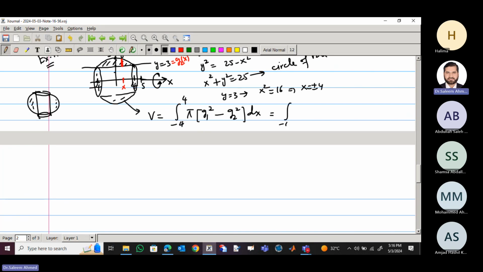So you can put the values. Square root of 25 minus x square. This is g1. Take the square, and minus second is 3 square. So this is gone. So you can integrate this and get the answer. So you have to understand the question where it is rotating and what is your fx, what is your fy, gx, whatever is given, the limits of x and y and so on.